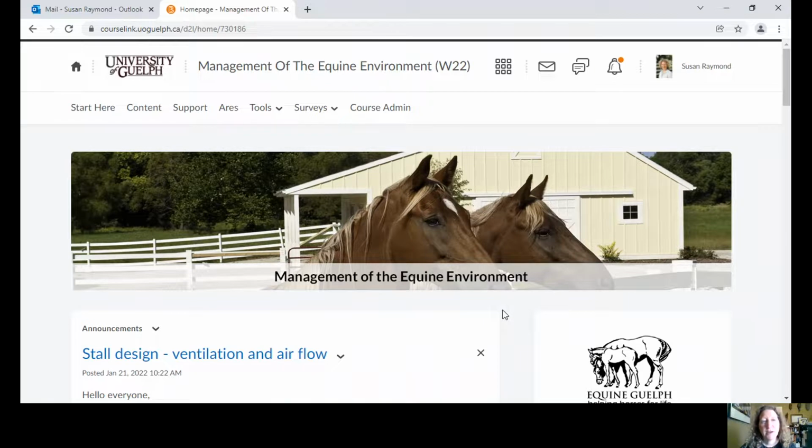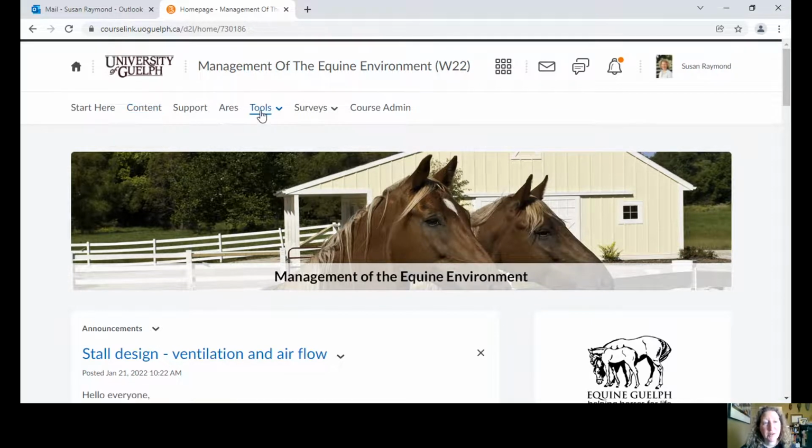We are going to be covering air quality in our stables this week. Before getting into that subject material, I wanted to point out that we are going to be continuing our discussions, but this week we're actually going to be moving into the graded discussions. So I'm going to show you, make sure that you know where to find that.